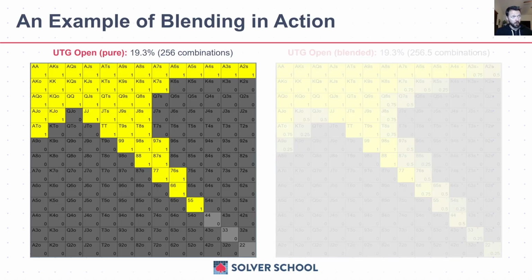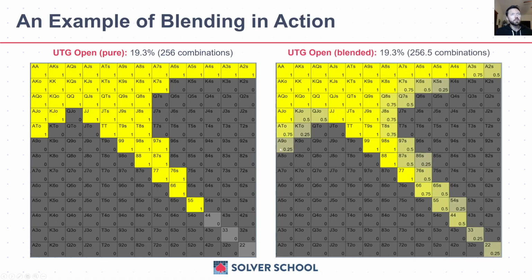If I were blending here, I can introduce some uncertainty. So this blended opening range still maintains this high level frequency of 19.3% of hands. It also maintains this combination weighting. So instead of 256 combos, it's now 256.5. So reasonably the same. But you'll also see now that we have coverage over more hands, and that's going to help us account for some uncertainty that we might have in this initial range.